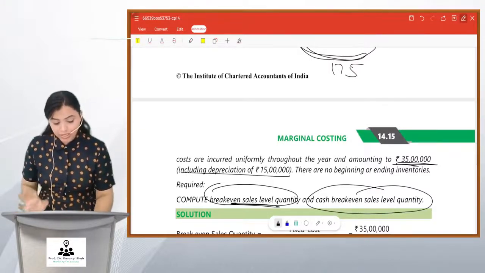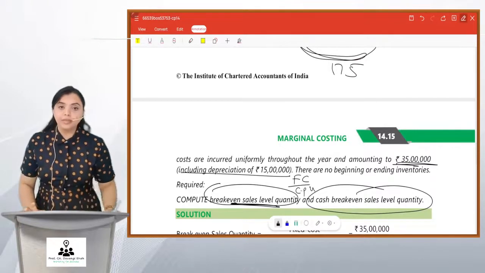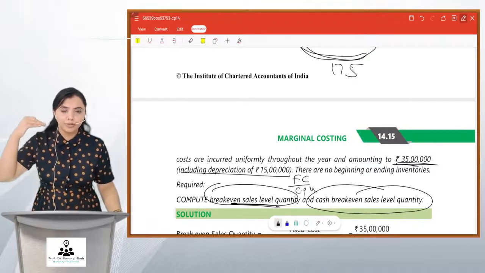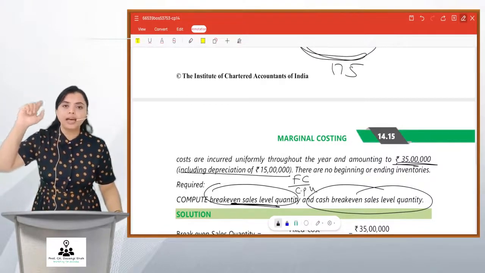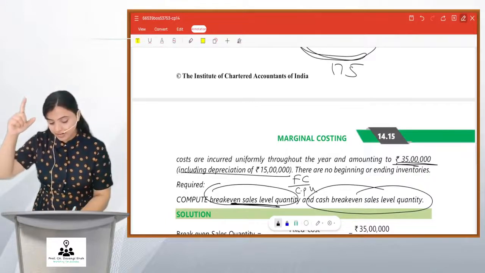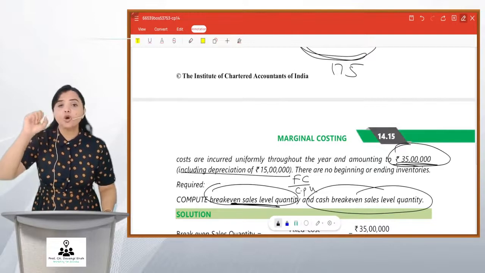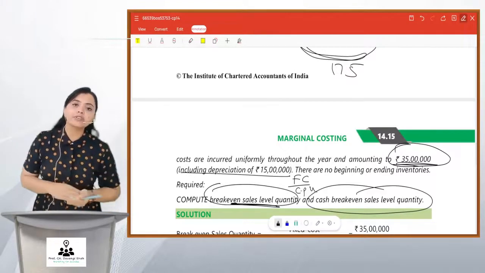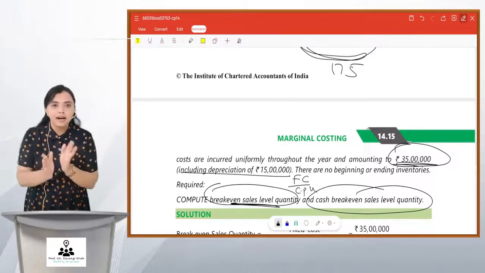BEP in quantity is nothing but fixed cost upon contribution per unit. Just think in your mind, this is a formula: fixed cost upon contribution per unit. Now let us take one thing at a time. Numerator, fixed cost, do I have it? Yes, it is 35 lakhs. The denominator, contribution per unit, do I have it? No, it is to be calculated. So friends, we first will calculate contribution per unit and then apply this BEP formula to get the answer.